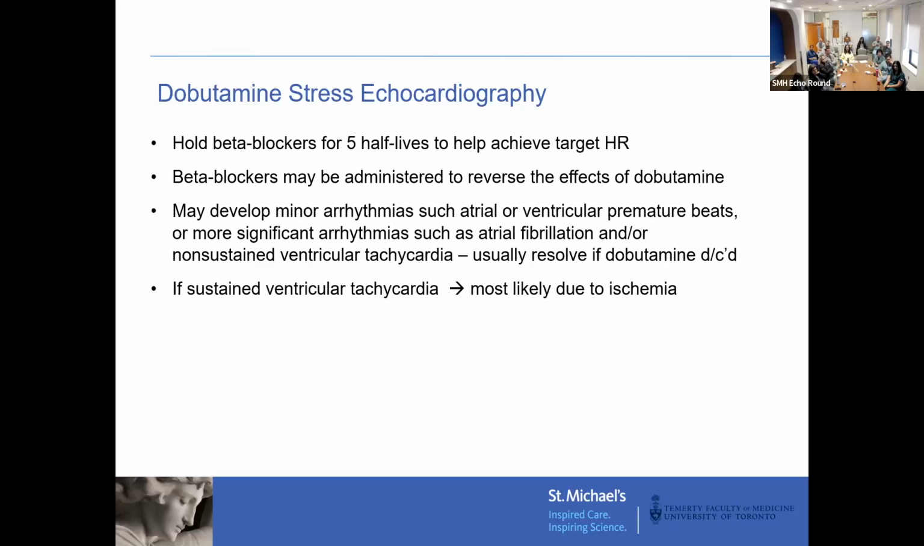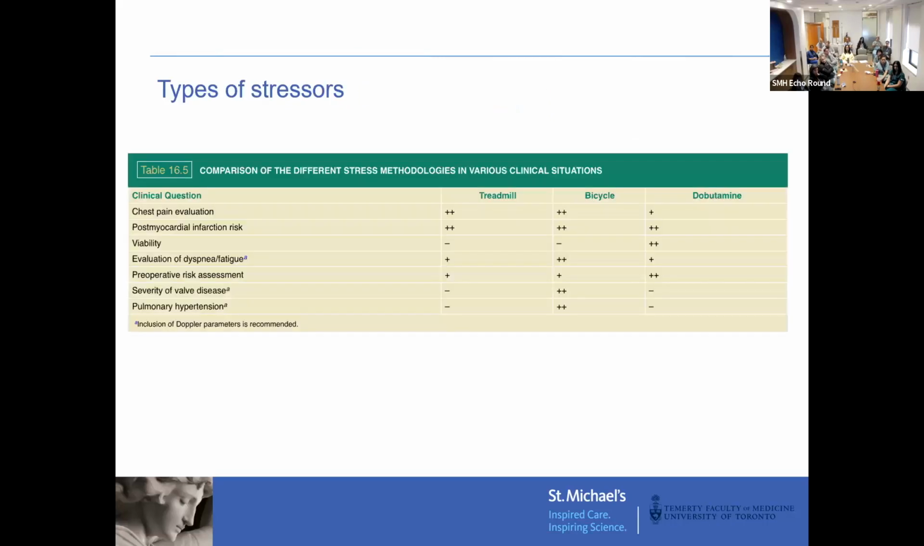And then just keep in mind, dobutamine is an inotrope. It can cause minor arrhythmias. But most of those arrhythmias, like atrial and ventricular PVCs and things, will just resolve on their own. You usually don't need to give a beta blocker for that. Sometimes, if it really persists or it's recurrent, you can give beta blockers. But if you do end up in a situation with dobutamine where you have sustained ventricular tachycardia, that should raise a red flag. That's probably ischemia and not the dobutamine.